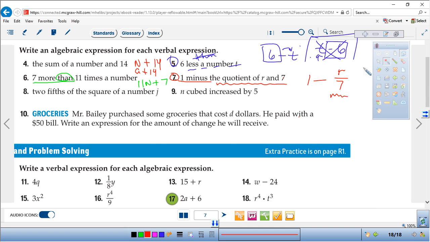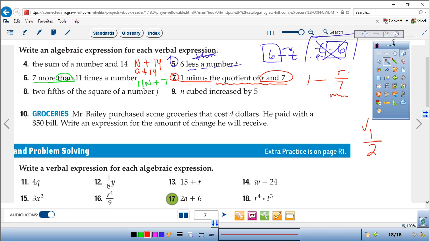Okay, so when they say the quotient of R and 7, you would say 1 half, right, or 1 over 2. So you always say this one first. When they're saying the quotient, that means they're dividing, which gives you that fraction idea. If they name that one first, that one goes on top, and that one goes on the bottom. Okay, guys, that one kind of threw everybody off a little bit.